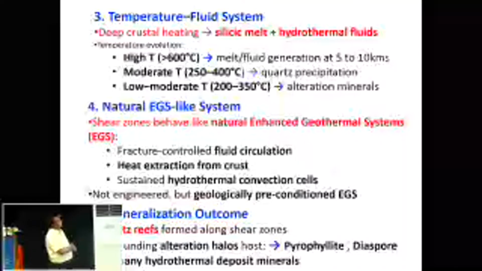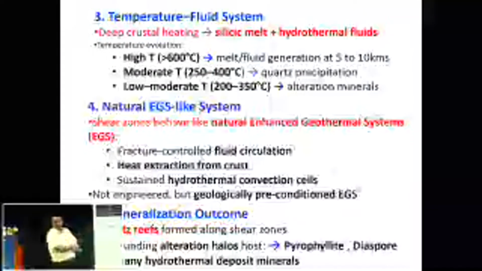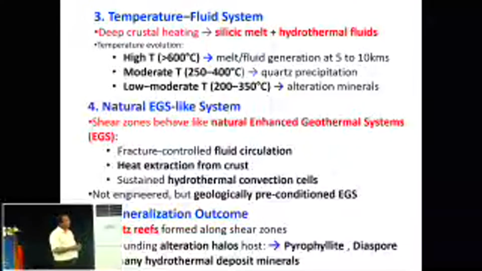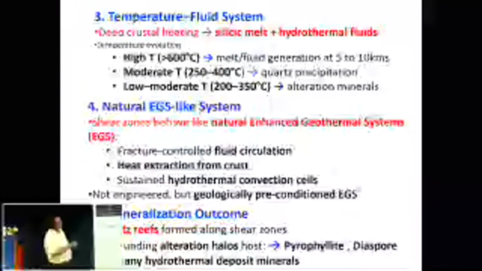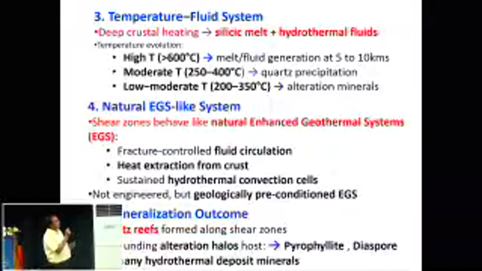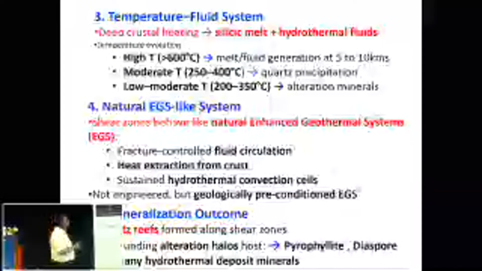Third point is the temperature and fluid system. Deep heating causes the siliceous melt, hydrothermal fluids. High temperature more than 600, it is easy to reach 600 degrees after the granite emplacement. The melt and fluid generated at 5 to 10 kilometers; moderate temperature 250 to 400, quartz reef precipitation; and low to moderate, 200 to 300, where there is alteration of the minerals and a lot of pyrophyllite and diaspore.